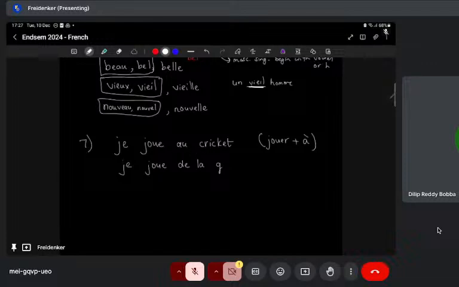You can see this is masculine singular. That's why au came. Je joue de la guitare. Guitare is a feminine singular. So this is why this came. So this is about jouer plus de. So this is for sports, ball sports more specifically, and this is for musical instruments.